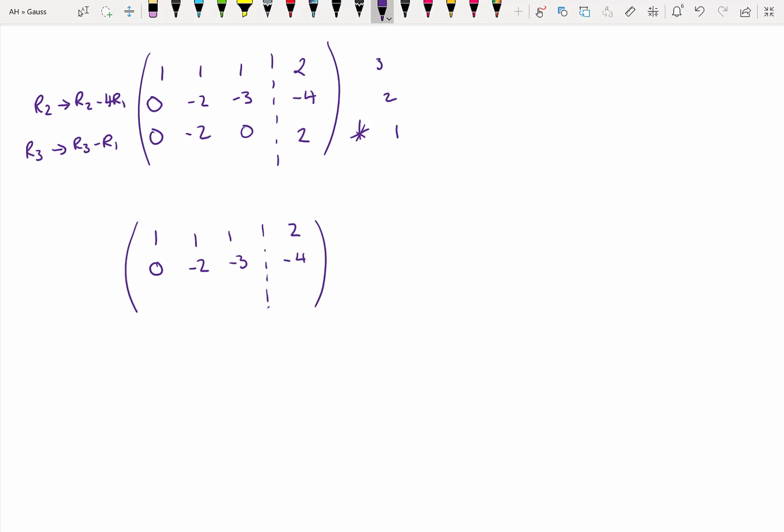And I want to do something with my third one so that this element here where the minus 2 is becomes a 0. And so what we're going to do is we're going to subtract them. So row 3 is going to become row 3 minus row 2. So 0 minus 0 is 0, minus 2 minus minus 2 is plus 2, so it becomes 0. 0 minus minus 3 is 3. And then 2 minus minus 4 is 6.